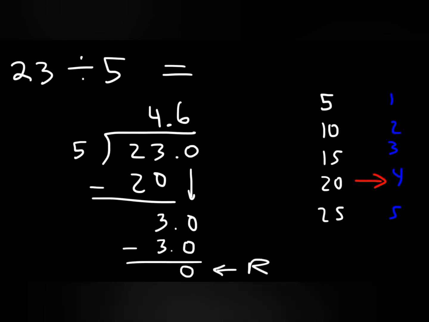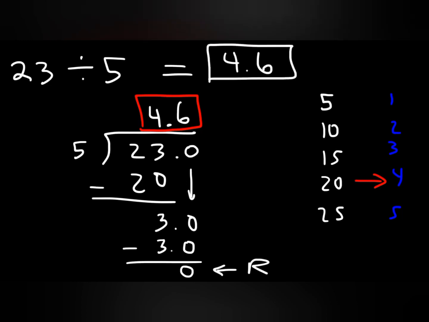When you get a remainder of 0, then your quotient represents the exact answer. So 23 divided by 5 is 4.6. So if you want to divide this number into 5 equal parts, it's 4.6 as the decimal number.